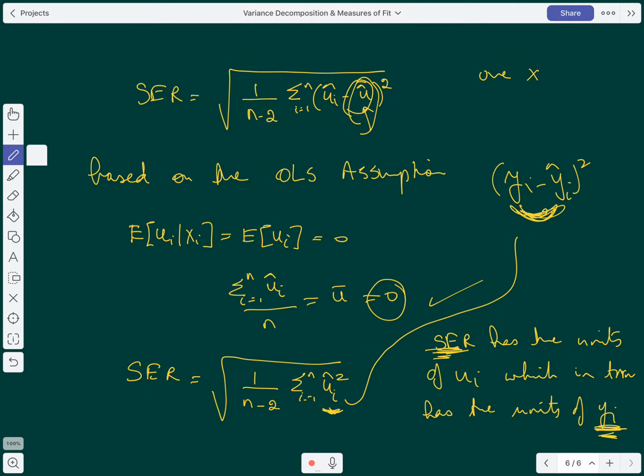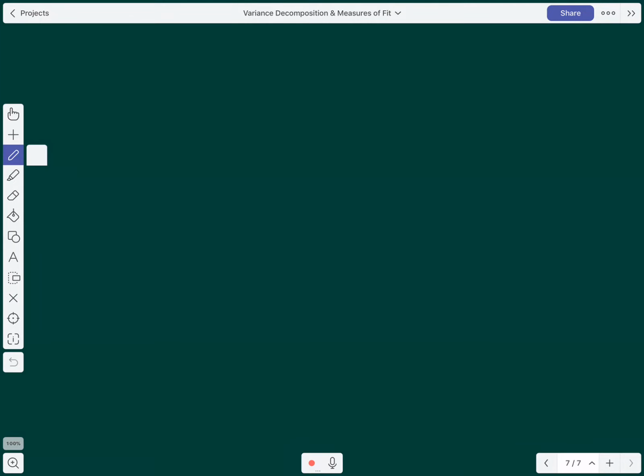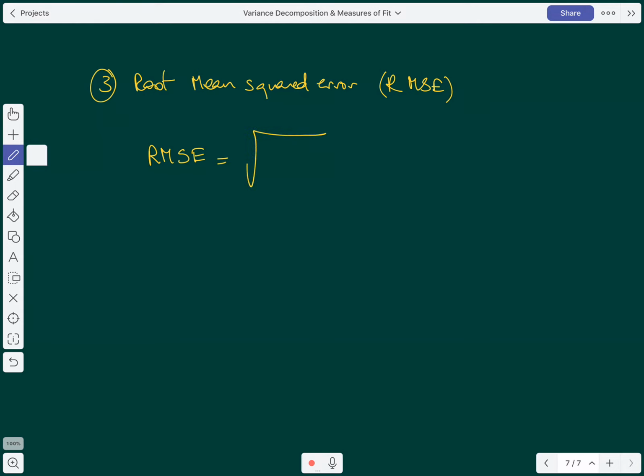Okay, so the next measure of fit is the root mean squared error. It's very similar to the standard error of the regression, except that we do not correct for degrees of freedom. In other words, the root mean squared error is equal to the square root of the sum from i equals 1 to n of the error term hat squared over n. So we're not correcting for degrees of freedom.